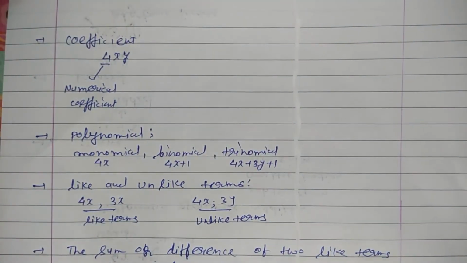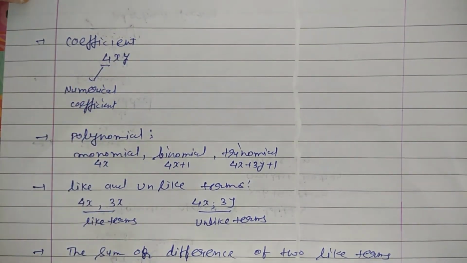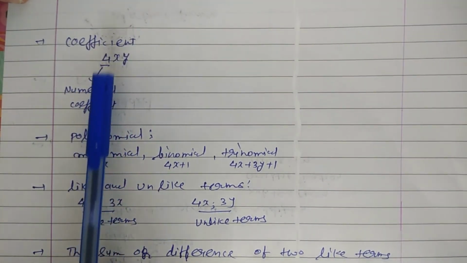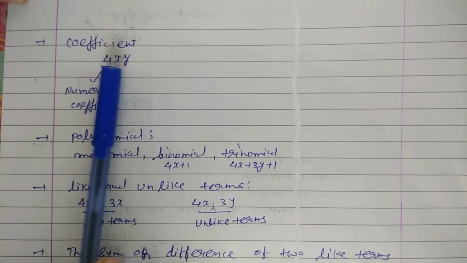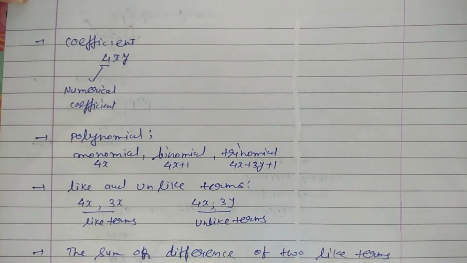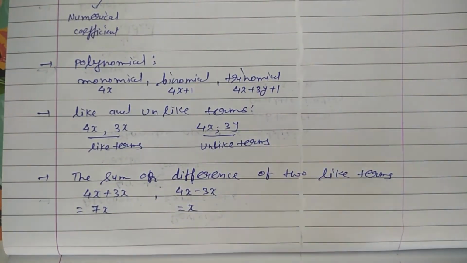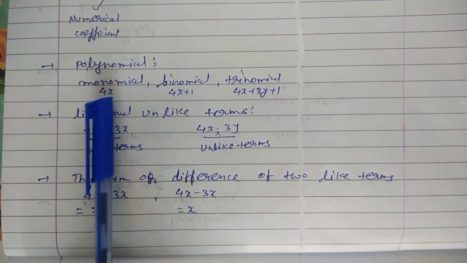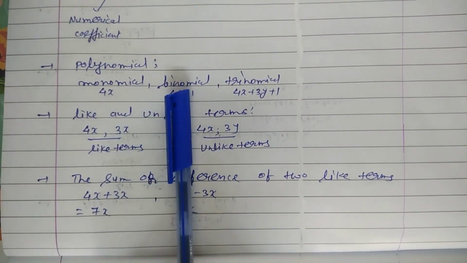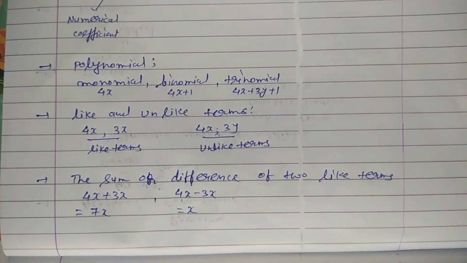Then we have learned about coefficient, numerical coefficient. In 4xy, 4 is a numerical coefficient. In general, we can say in 4xy, x is a coefficient of 4y, y is a coefficient of 4x. Then we have learned about polynomials. Polynomials are expressions which have one or more than one terms. If there is a single term, we call it monomial. If two terms, we call it binomial, and for three terms we call it trinomial.